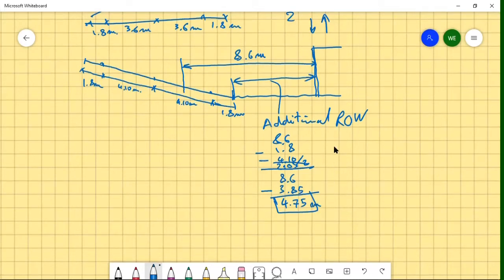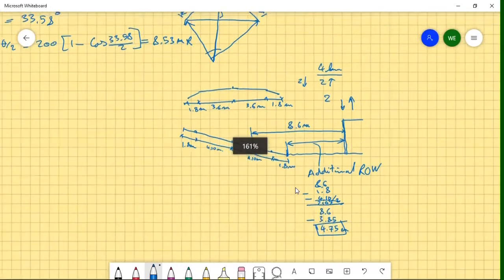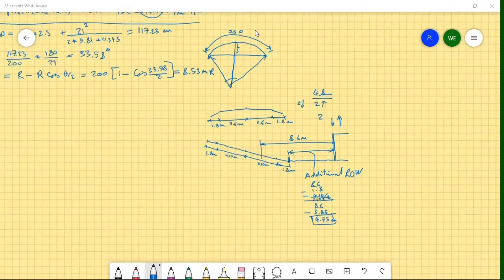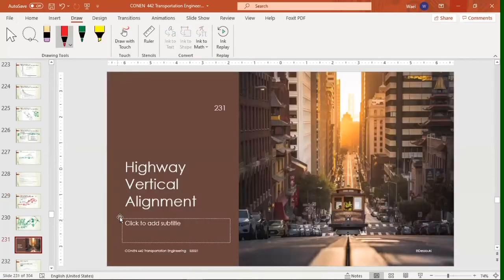Okay, this way we conclude the horizontal alignment for highways, and we move to vertical alignment, highway vertical alignment. As we mentioned, we have two components for highways. That's the horizontal alignment and the vertical alignment.